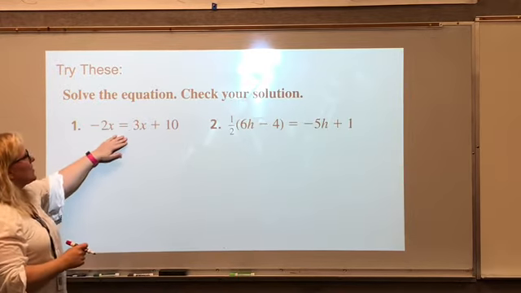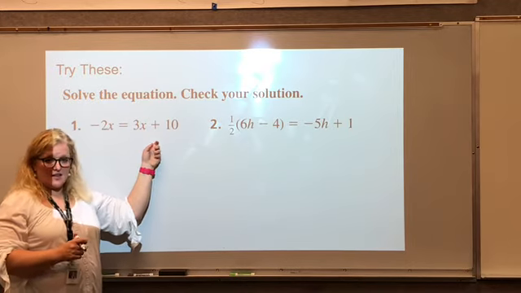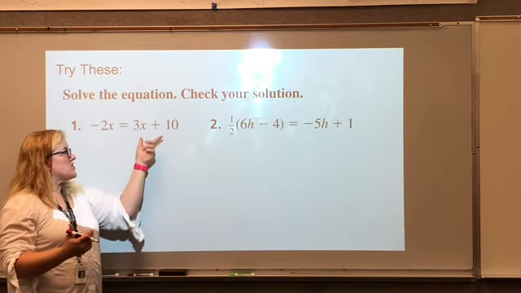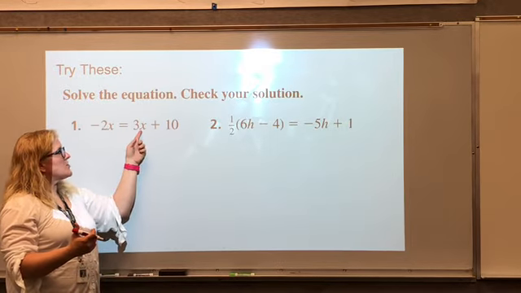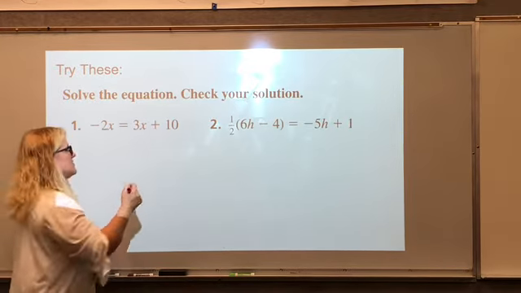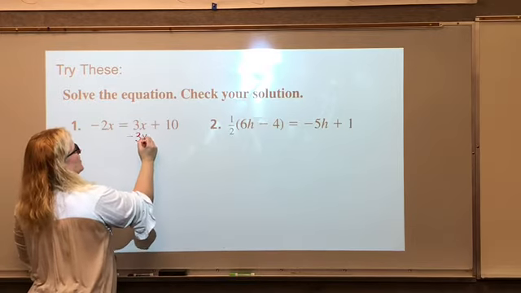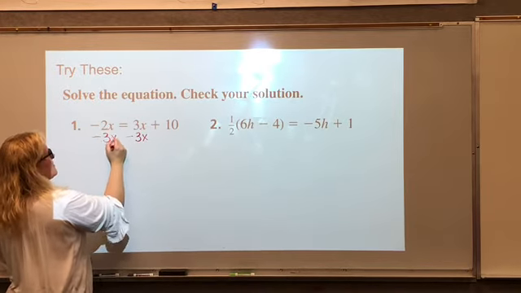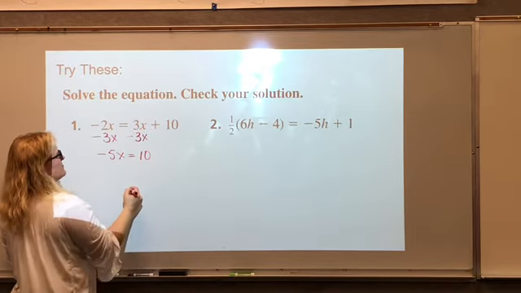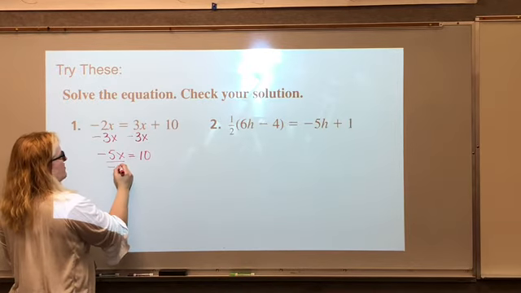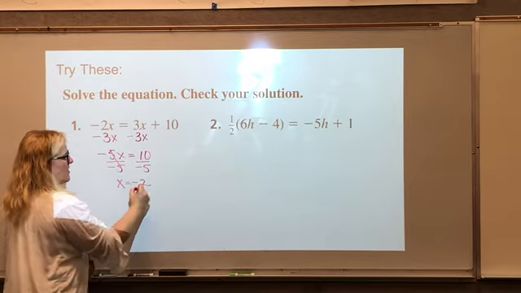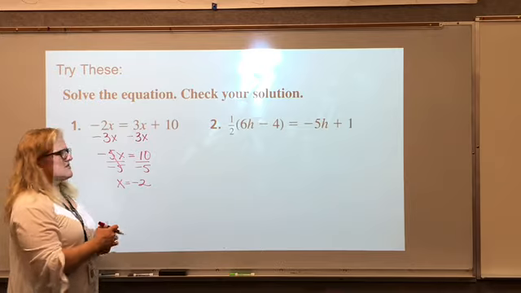All right, so over here, this is very similar to the first one we had. Okay, there's not anything we can do on either side to start. They're both simplified. So what I'm going to do is I'm going to take this 3x and I'm going to move it over here by subtracting. So I'm going to subtract 3x from both sides. I get negative 5x equals 10. Divide by negative 5, and I get x equals negative 2. I think that was the answer to the first one, 2.